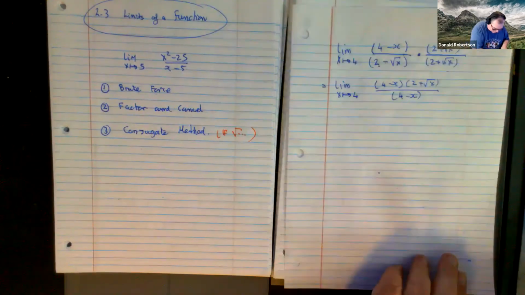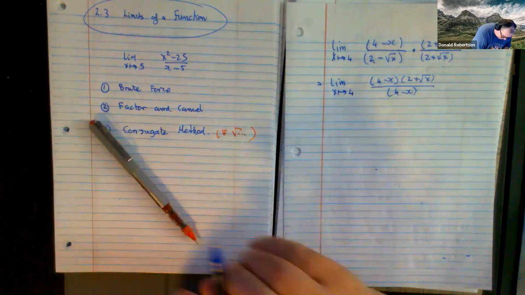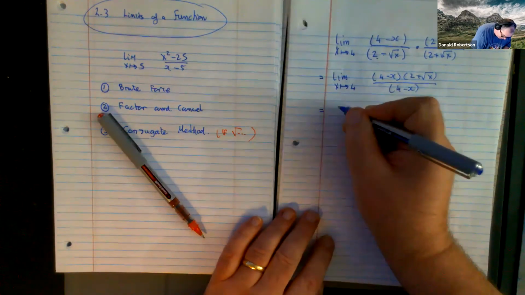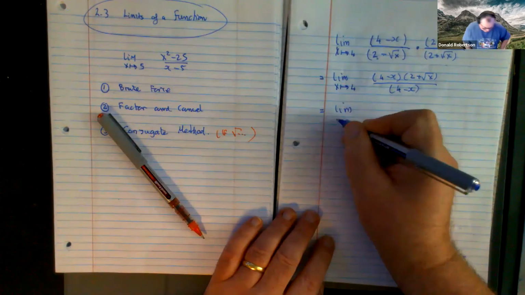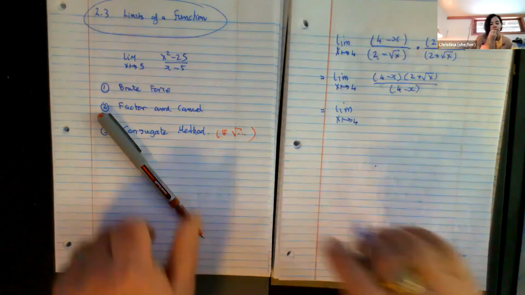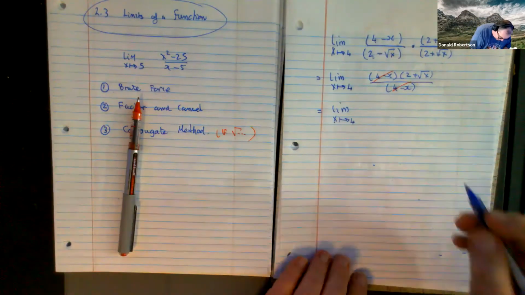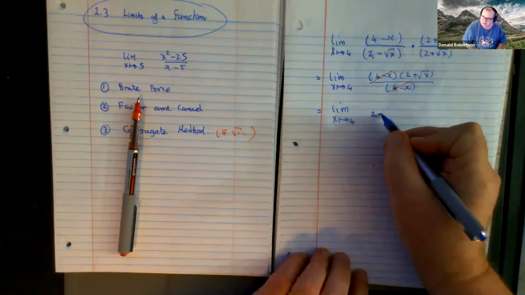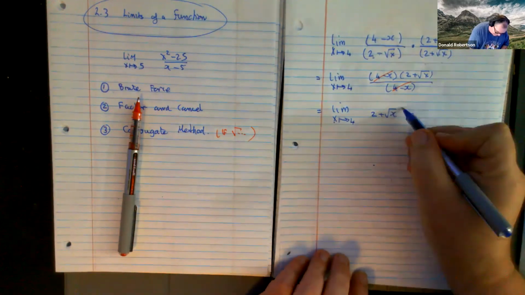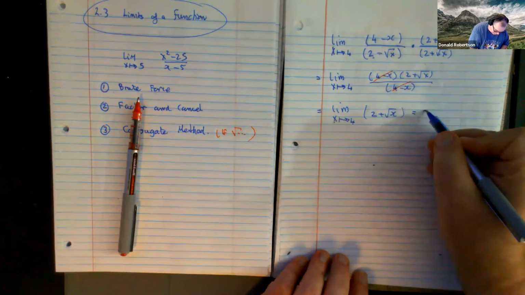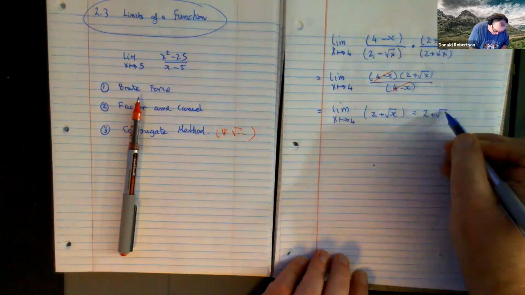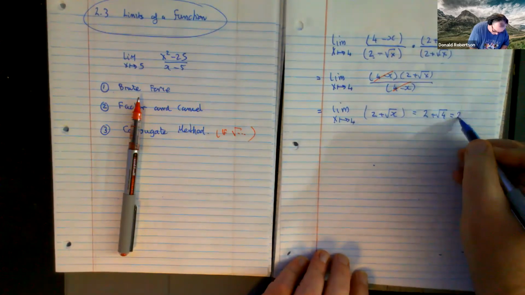What's going to happen in my next line of working then? What am I going to do? Cancel out the 4 minus x. Agreed. And isn't that just going to leave me with that? But that is just 2 plus the square root of 4, which is 2 plus 2, so the answer is 4.